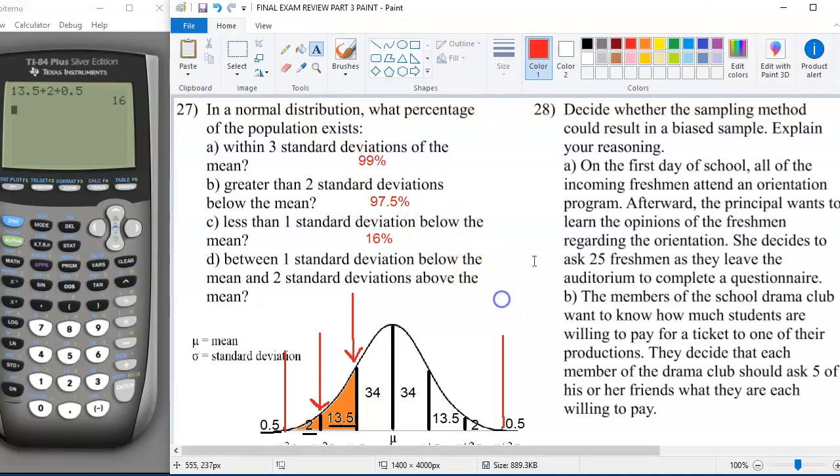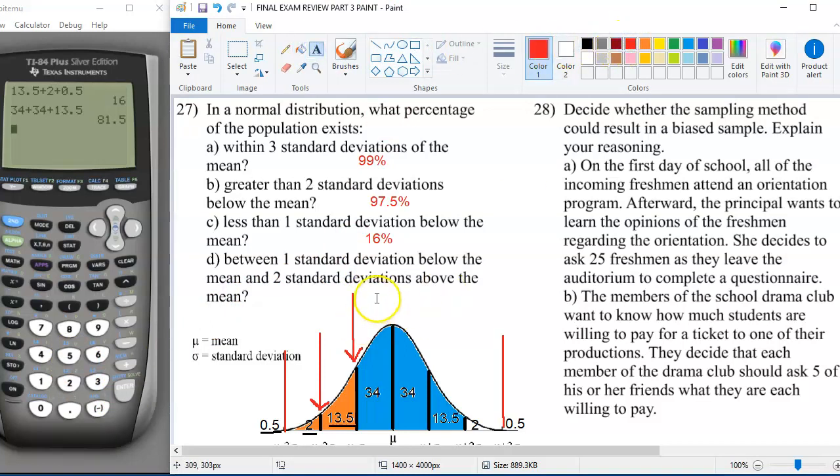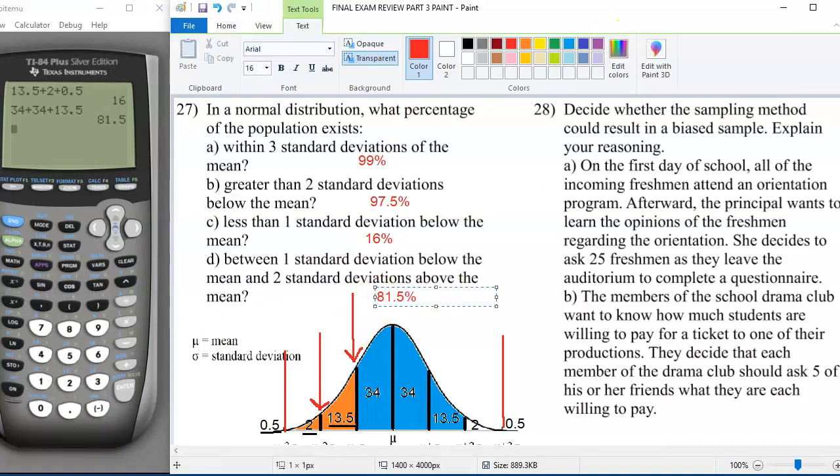And last but not least, between 1 below and 2 above. So I'll do that one in blue. Basically, that means I want here, here, and here. So 34 plus 34 plus 13.5. Anything in blue counts. Anything from 1 below to 2 above. So the answer is 81.5%.